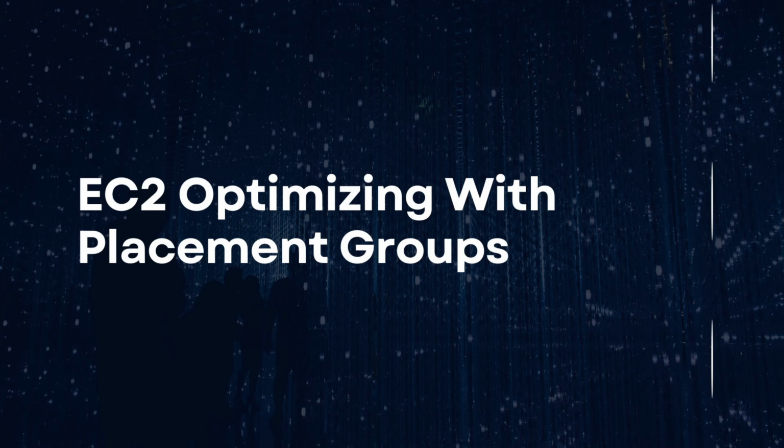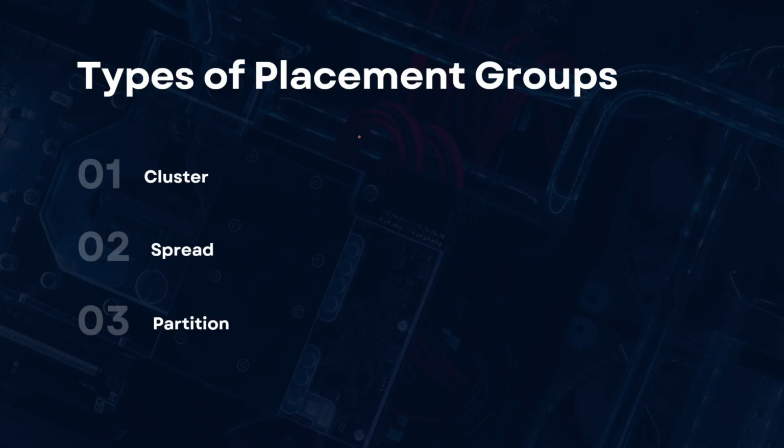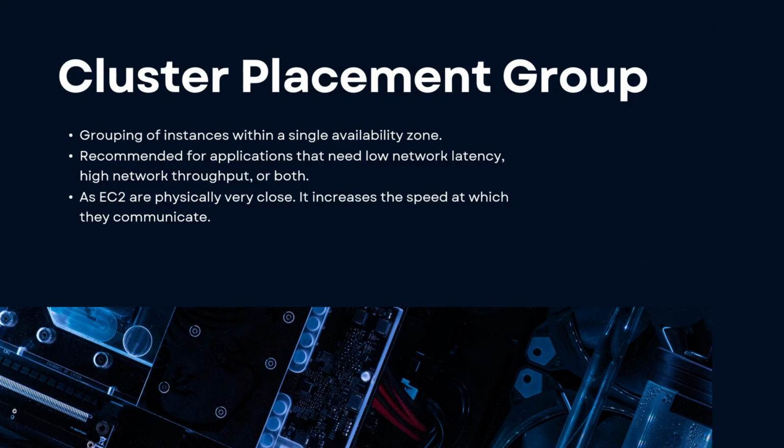So in this video we're going to be talking about how you can optimize EC2 using placement groups. So let's dive right into the video. There are three different types of placement groups that EC2 provides you with. The first one being cluster, second being spread, and the third being partition. Now let's dive a bit into each of these placement groups so you can get a better understanding of how you can use this to optimize EC2.